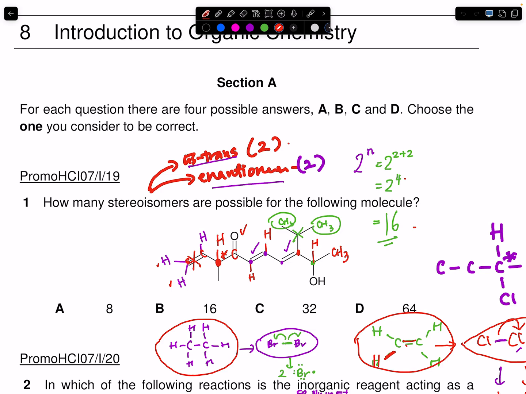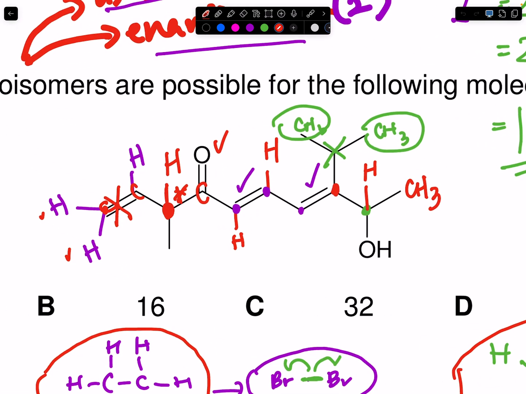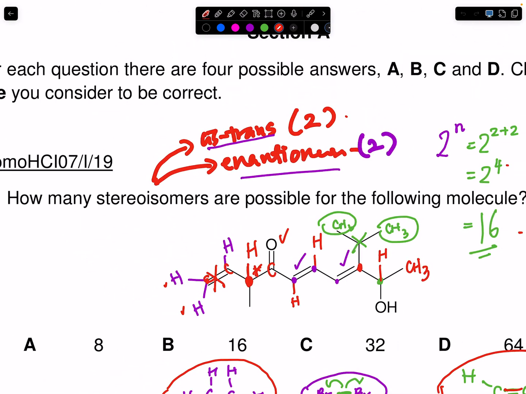Which one do you want to start off first? Cis trans or enantiomer? So you go to the molecule. I always start with cis trans because it's easier to find, right? So you go to all the carbon-carbon double bonds. You'll understand now, guys. Alright?